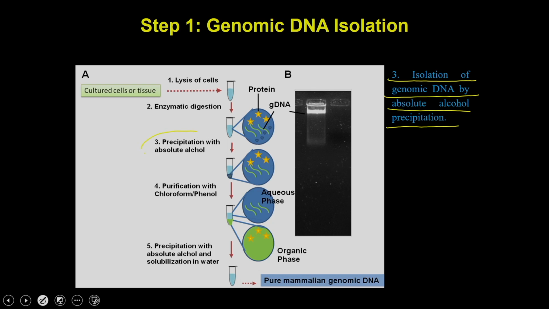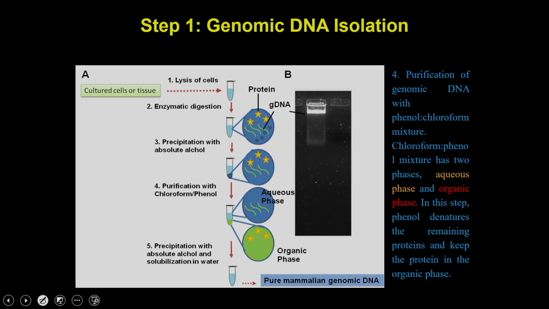precipitation. So in the third stage, you are going to do the precipitation of the genomic DNA with the alcohol, or the absolute alcohol. What will happen is that the DNA is going to be precipitated, but the DNA is still going to be associated with some impurities like proteins, and that has to be removed. So in the next step, you are going to do the purification of the genomic DNA with the help of the phenol chloroform mixture. The phenol chloroform mixture has two phases.